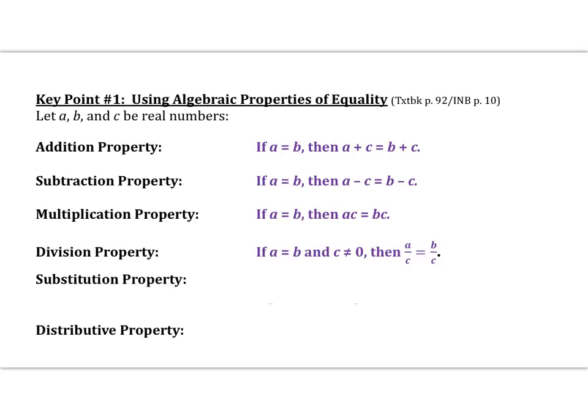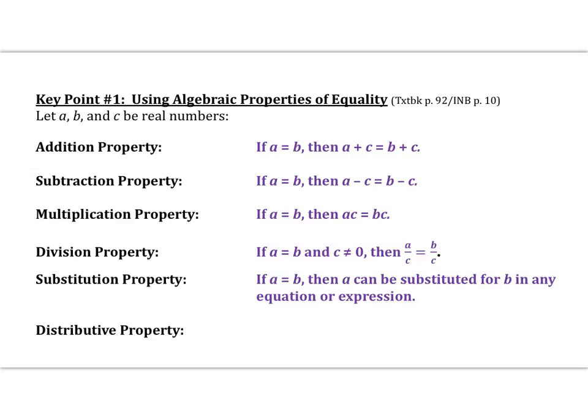Next, I have the division property. If A equals B and C does not equal 0, then A divided by C equals B divided by C. So I'm dividing the same value on both sides as long as it is not 0. And that's because you can never divide by the value 0. In fact, if you type it in your calculator, you'll get an error message.